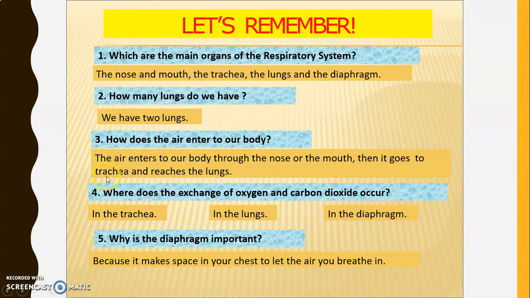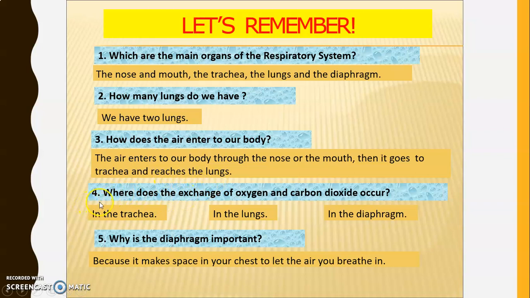Now, these are some important questions that are included in the lesson. Number one, it says, which are the main organs of the respiratory system? Of course, you know it's the nose and the mouth, the trachea, the lungs, and the diaphragm. Number 2, how many lungs do we have? Of course, you know there are 2 lungs. And how does the air enter your body? It enters our body through the nose or the mouth. Then it goes to the trachea and reaches the lungs.